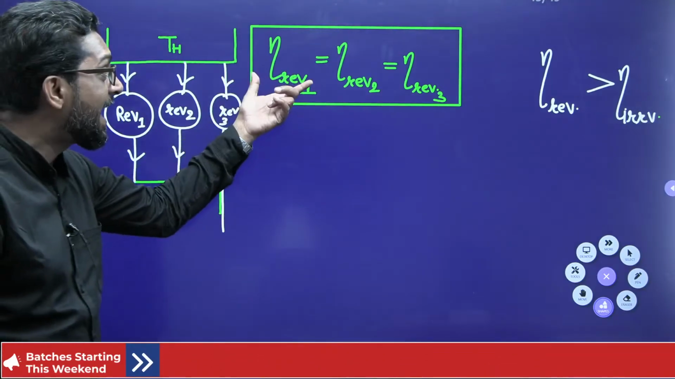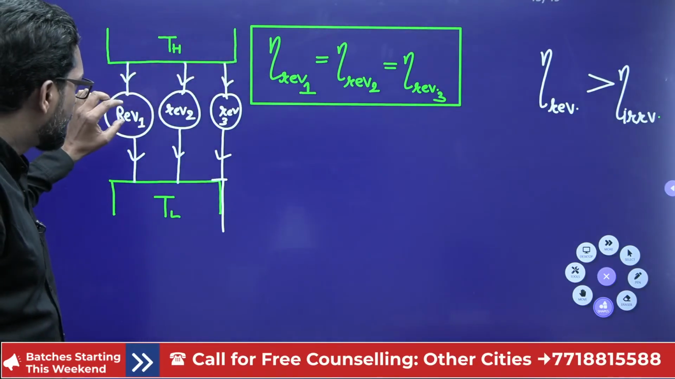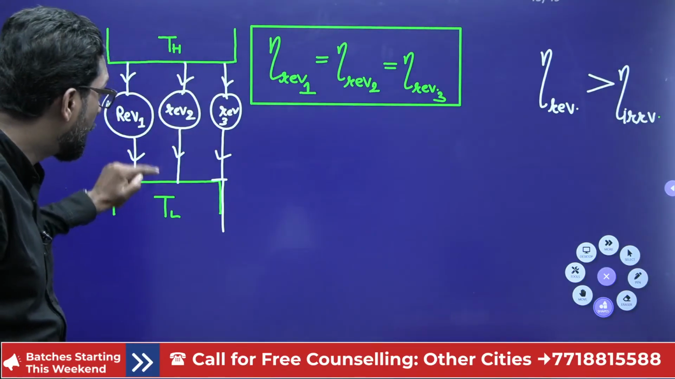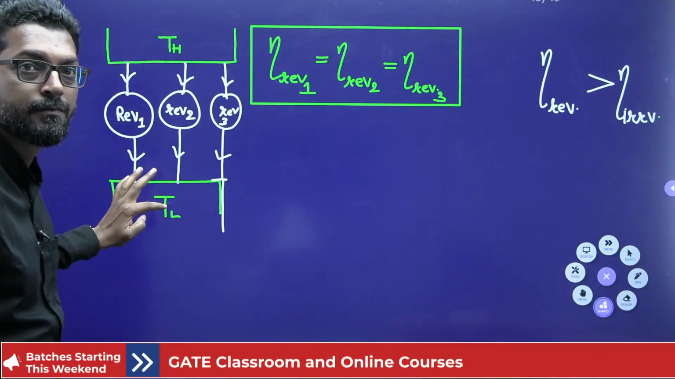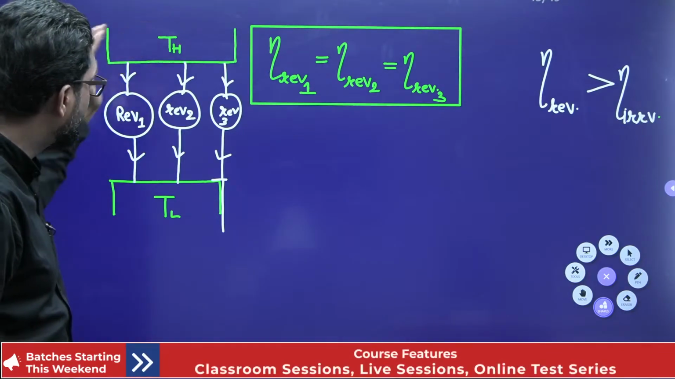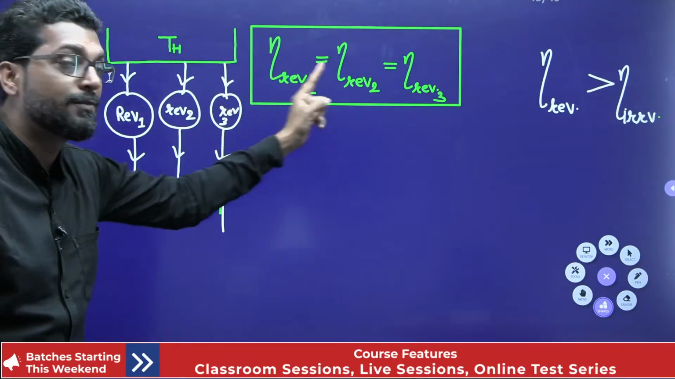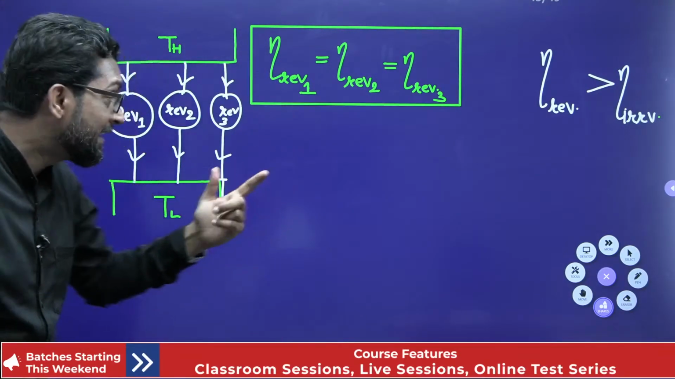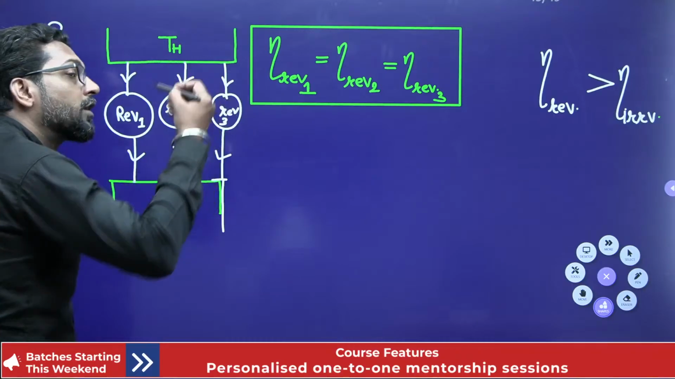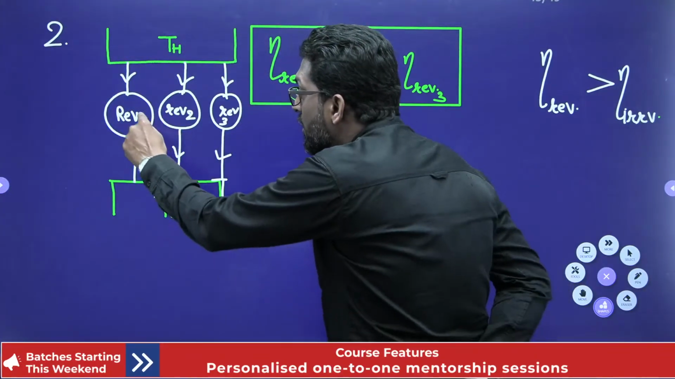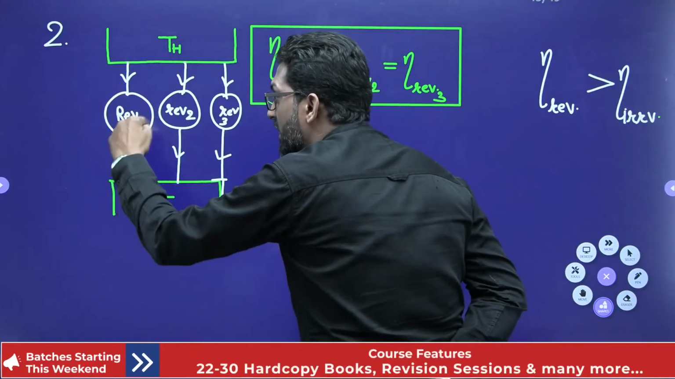This tells that the reversible cycle only depends upon the two temperature limits. If the two temperature limits are the same for all reversible cycles, then the efficiency is the same. That means it is independent of the working fluid. This is very important. What is the working fluid operating in this cycle?